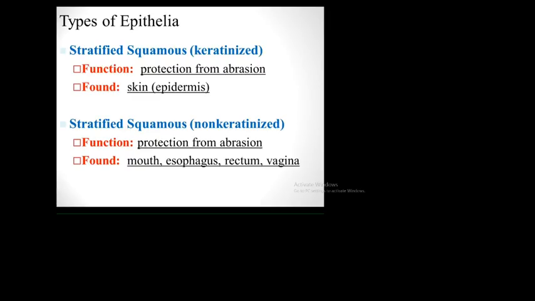All right, stratified squamous, two main types: keratinized, non-keratinized. Where do we find keratinized? Skin. Only in the skin, the outer layer of the skin, the epidermis.